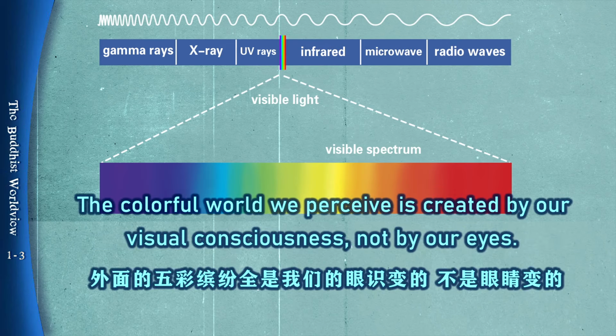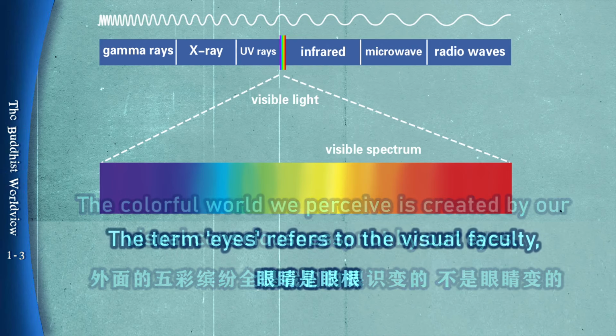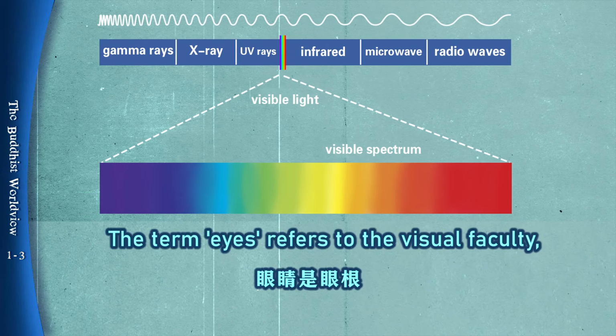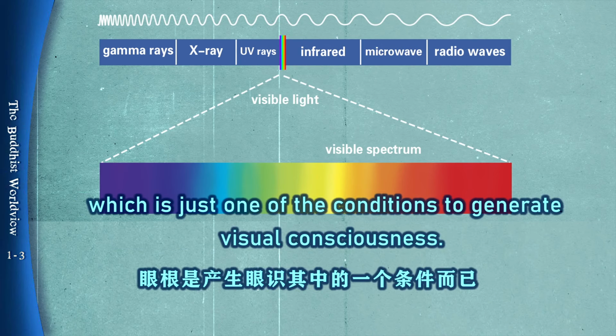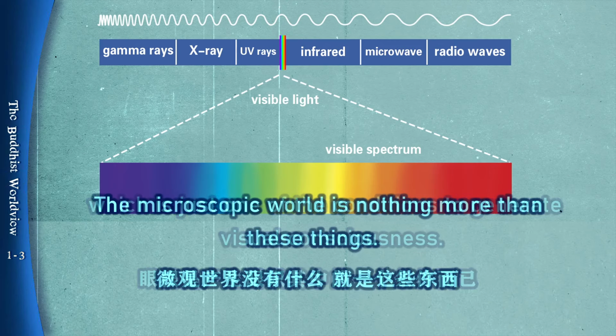The colourful world we perceive is created by our visual consciousness, not by our eyes. The term eyes refers to the visual faculty, which is just one of the conditions to generate visual consciousness. The microscopic world is nothing more than these things.